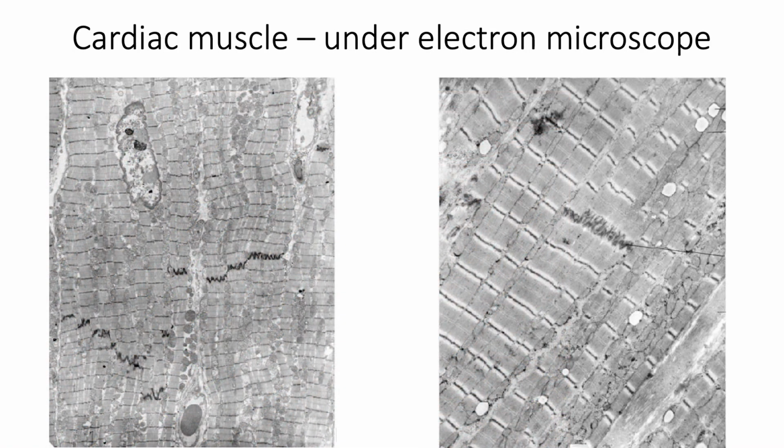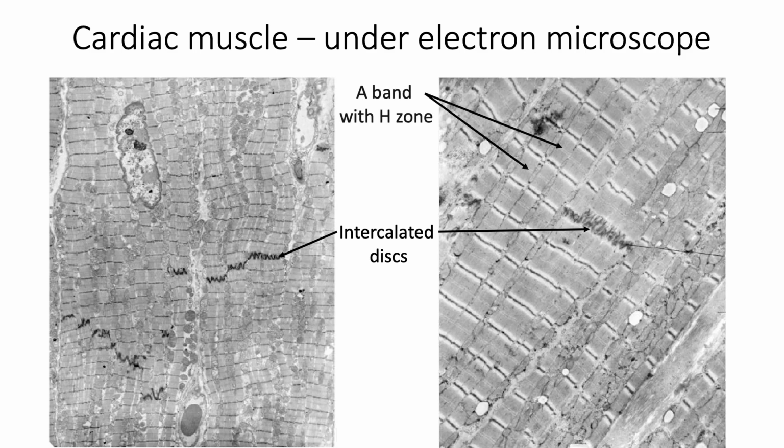Here we are seeing cardiac muscle under the electron microscope. We can see the intercalated disc. On the left side, we are seeing the stepladder pattern of intercalated disc arrangement. We are seeing both transverse and lateral portions to it. In addition, we are seeing the A band with H zone and I band with Z lines. We are also seeing lipid droplets in the muscle fiber.